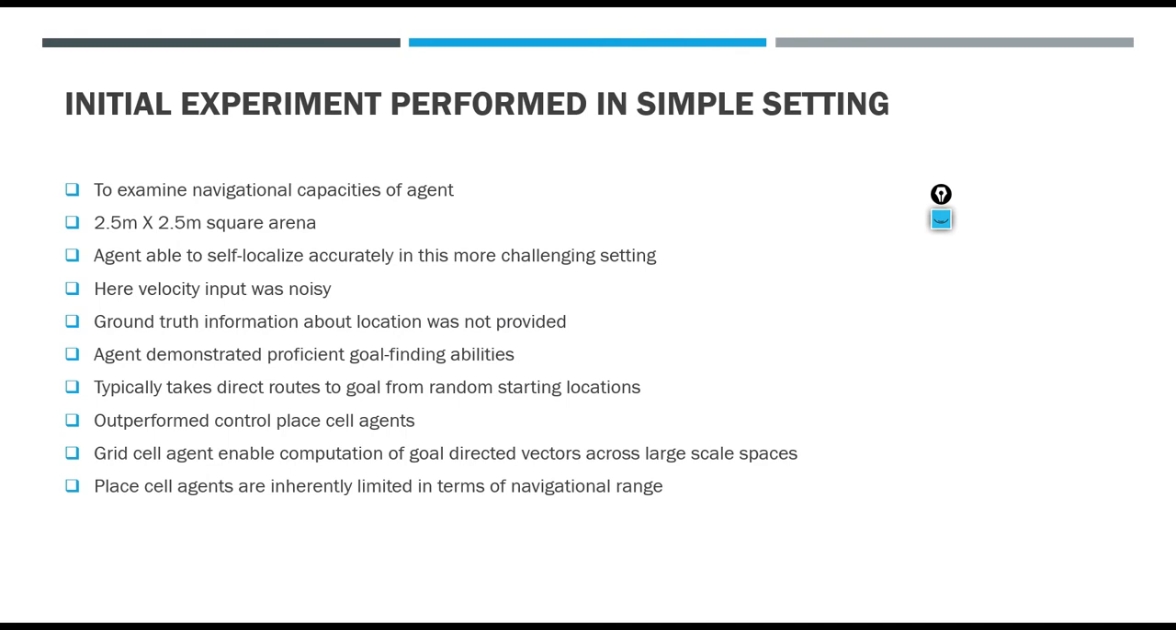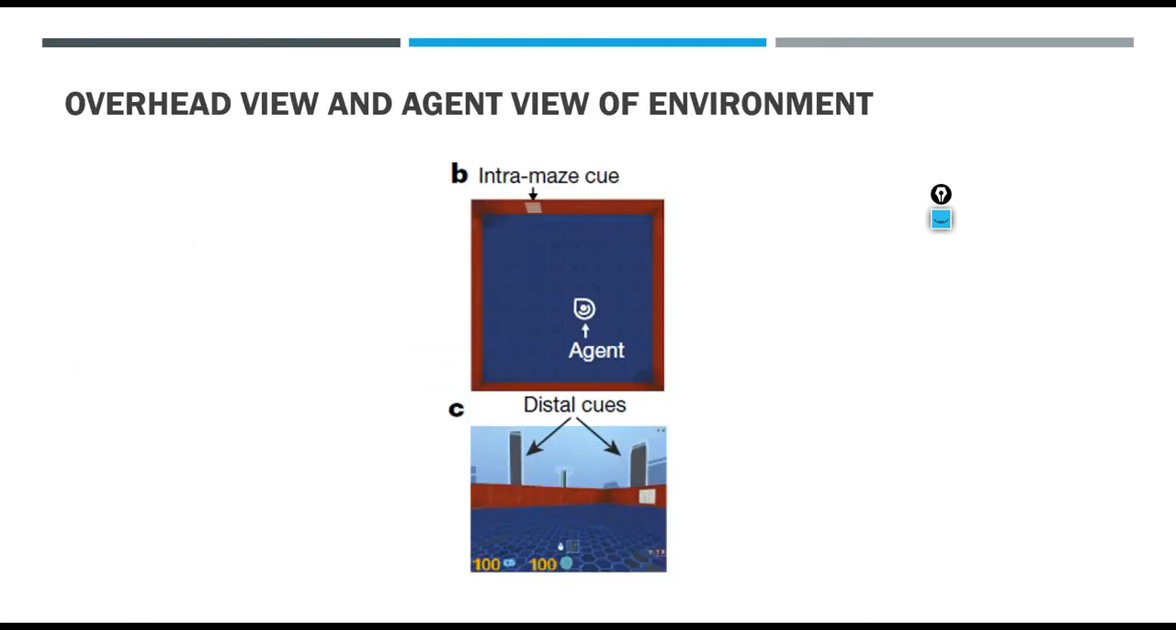The initial experiment was performed in a simple setting to examine the navigational capacities of the agent. It was inspired by the classic Morris water maze. Here a 2.5 meter by 2.5 meter square arena was considered, and if we look at the figure below, we can see the overhead view at figure B and the agent view at figure C. At figure B, this icon indicates the agent and also indicates the facing direction of the agent. And in the next figure, it shows the agent view of the environment. Here, environment refers to the typical environment.